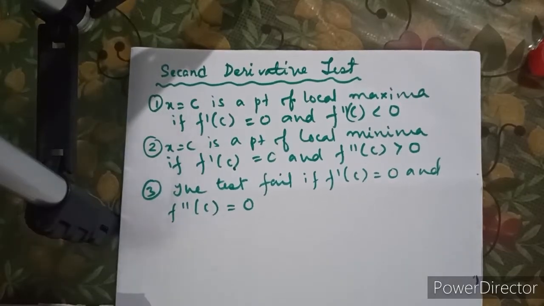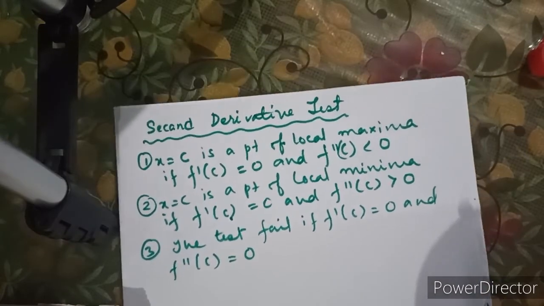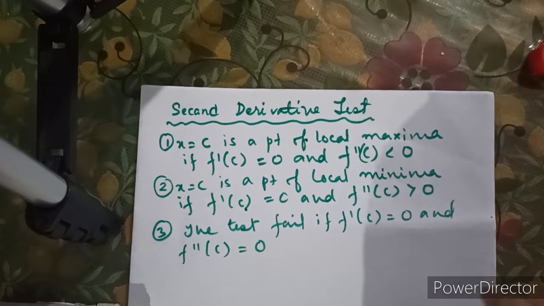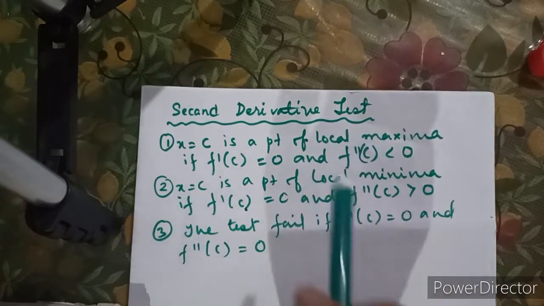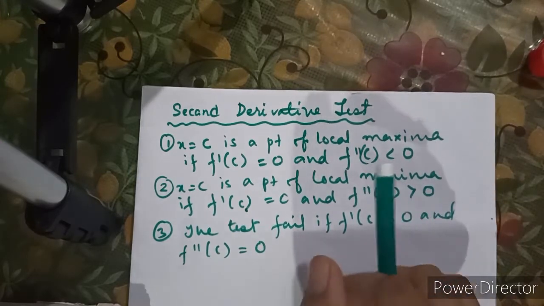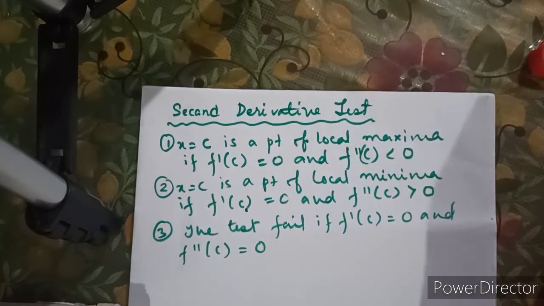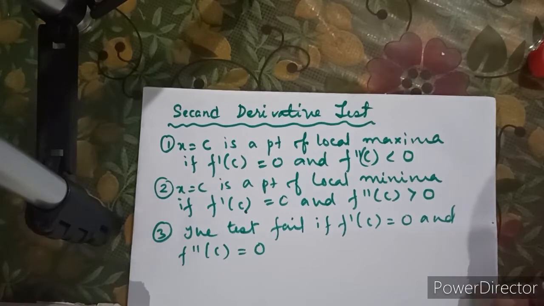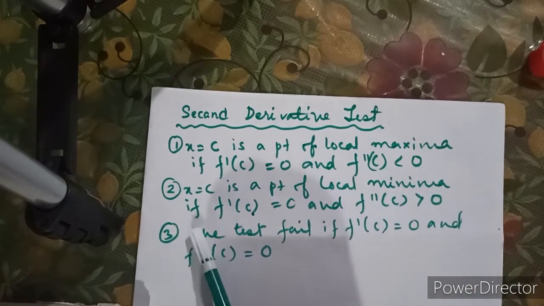Good morning students. In my last video we discussed the first derivative test to find the local maxima and local minima. Today we are going to do the second derivative test for finding the same local maxima and local minima. If you are given a question to find the points of local maxima and local minima, you can either apply your first derivative test or you can go for your second derivative test. It is your choice. So what is the second derivative test?